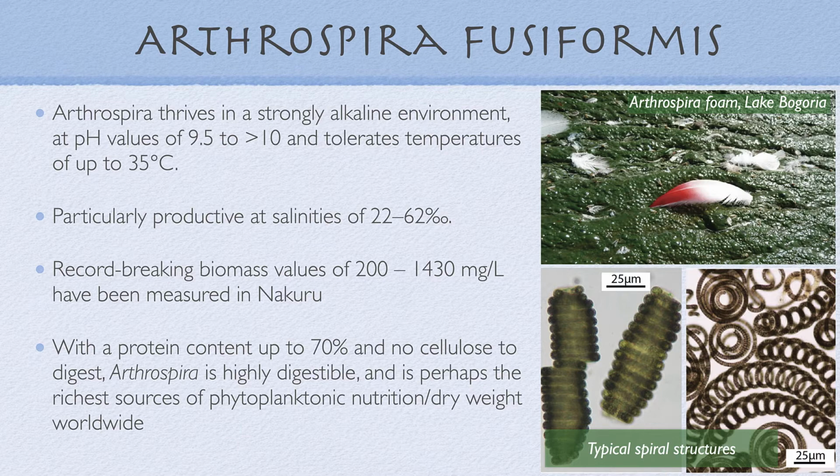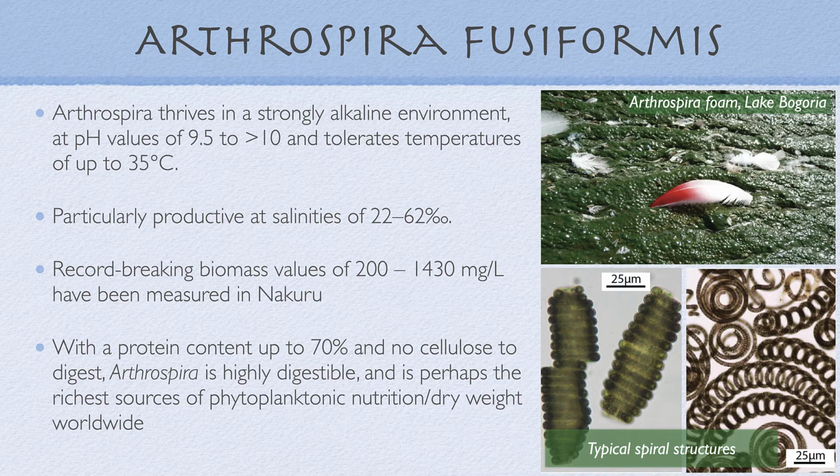Arthrospira tends to have an idealized range of both pH and salinities in which it tends to thrive. It has quite a broad thermal tolerance range where it can live in waters with temperatures of up to 35 degrees.